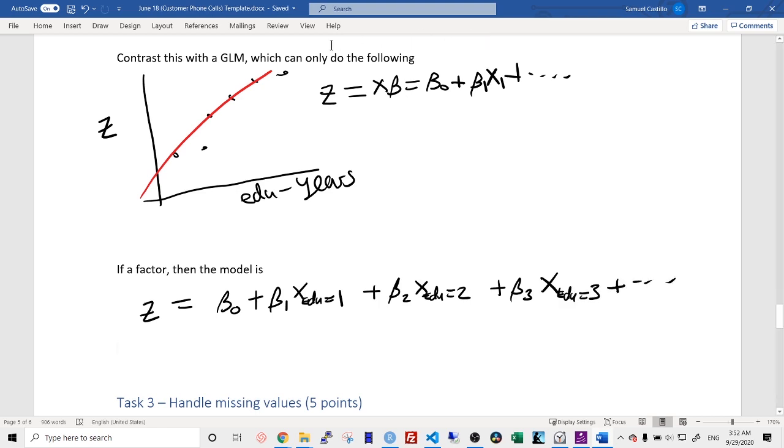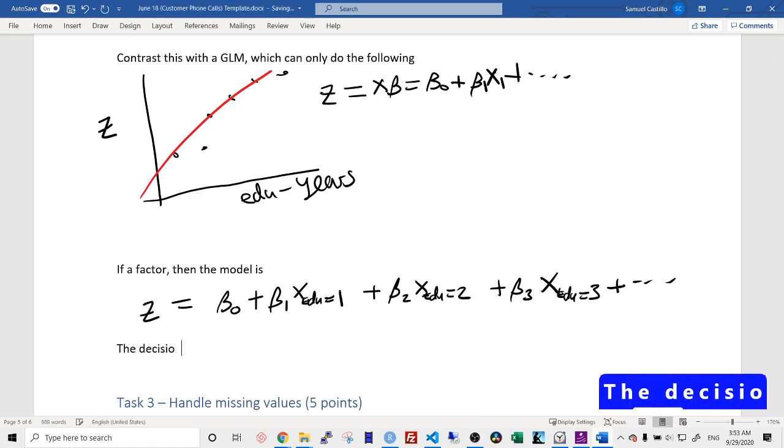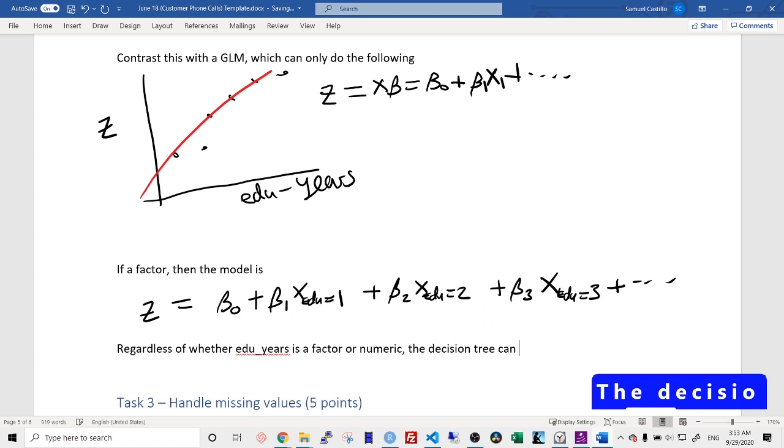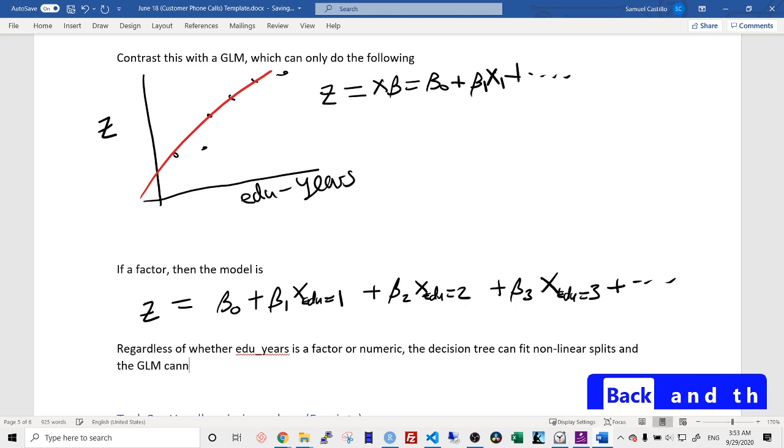So to type all of this out, I would say the decision tree, regardless of whether EDU years is a factor or numeric, can fit non-linear splits, and the GLM cannot. This means that the tree is more flexible.